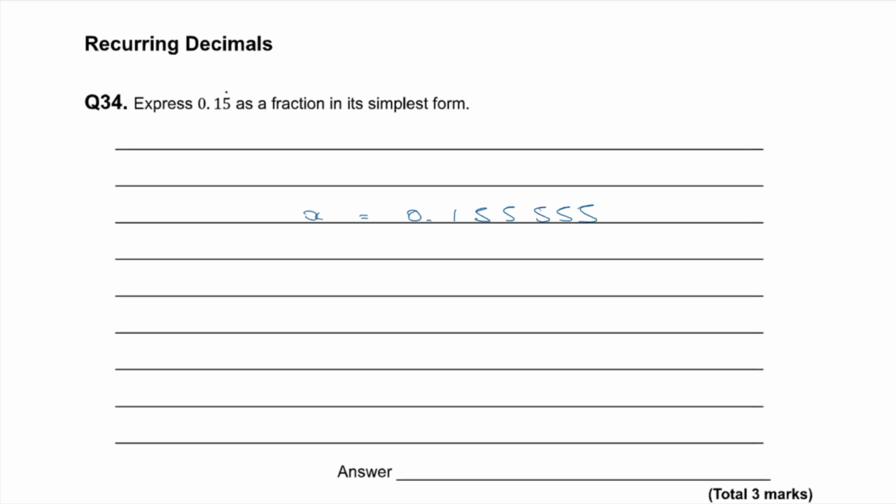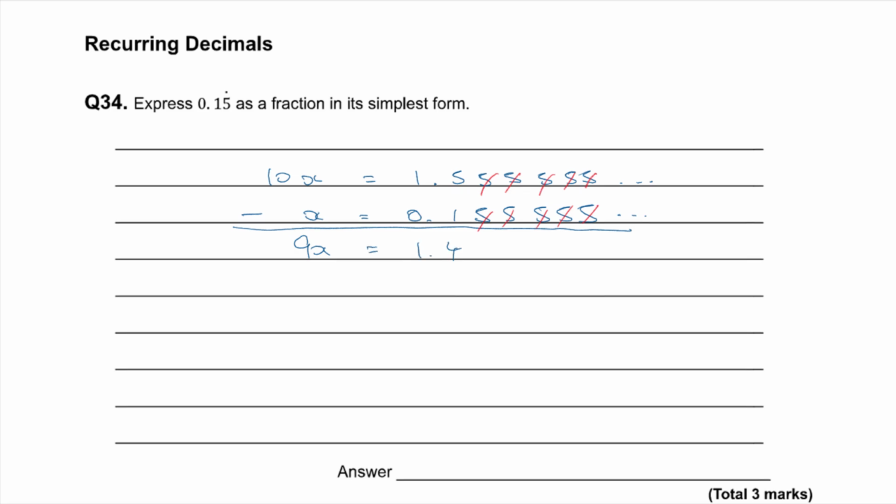Now if I multiply that number by 10, I'm going to get 10x, and that is equal to 1.55555, and so on forever. Now if I then subtract one from the other, so 10x minus x, that's 9x. And if I subtract the numbering parts, all these 5s cancel each other out, and then I've got 1.5 minus 0.1 left, haven't I?